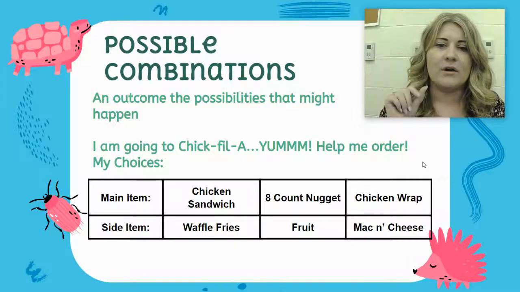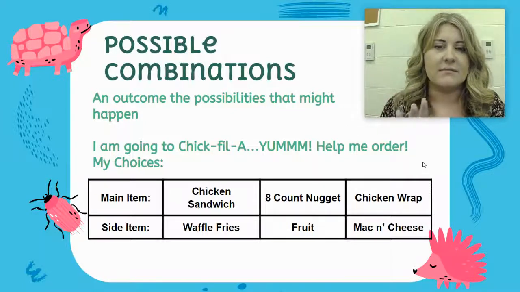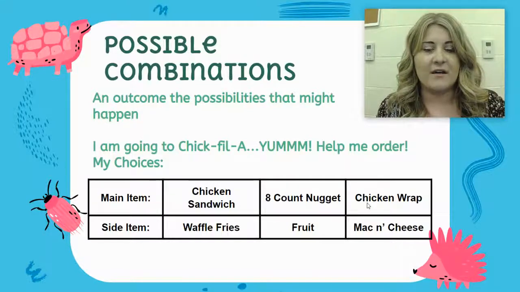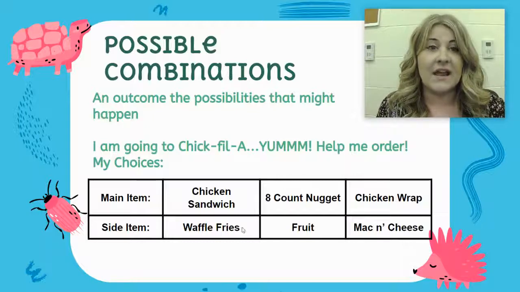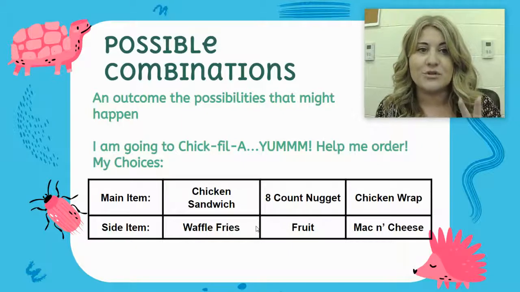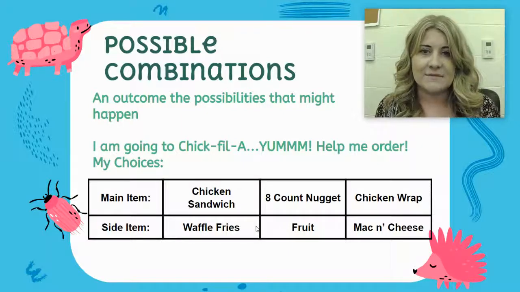Basically, outcomes or combinations mean the same thing. What you're going to do is count how many choices you've had up here. So I have 3 choices for this, and I had 3 choices for this. And what you can do to find out the total amount of combinations is multiply those 2 numbers together. So 3 times 3 would be 9.